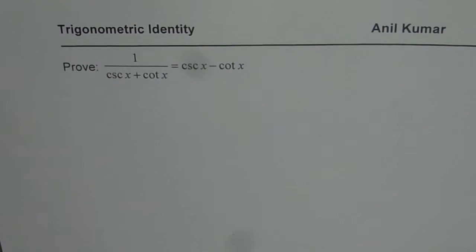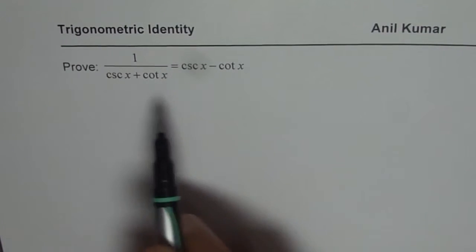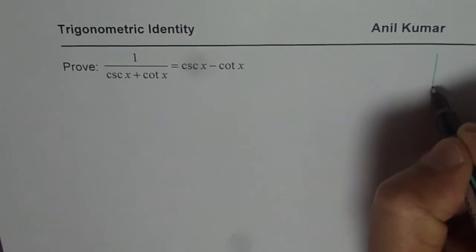I'm Anil Kumar, and in this video we'll prove a trigonometric identity, and we'll also derive an expression which will be used in proving this identity. The question here is, prove 1 over cosecant x plus cotangent x equals cosecant x minus cotangent x. Now let us see how they are related.